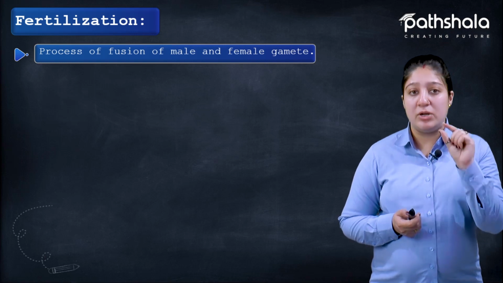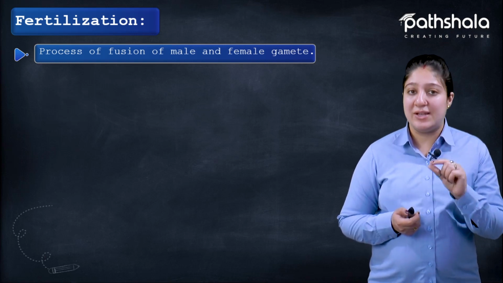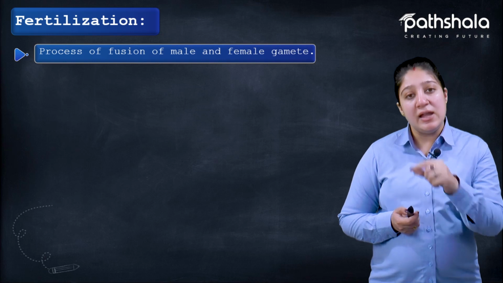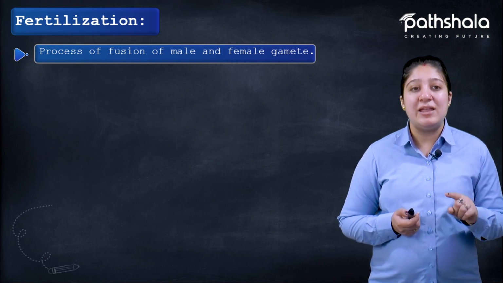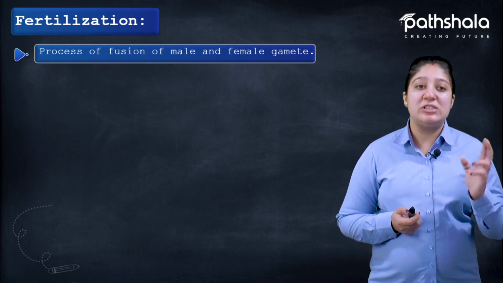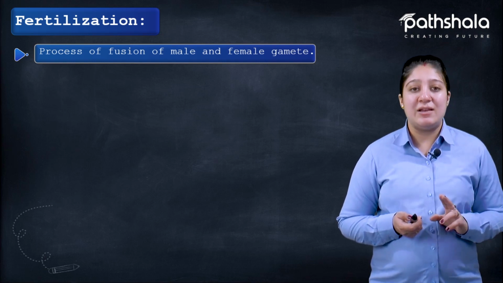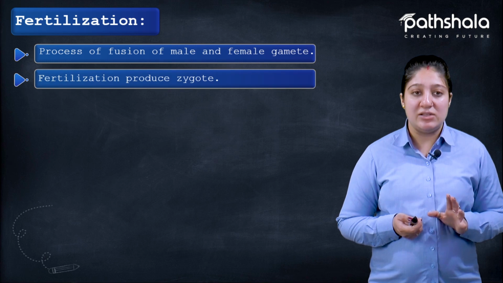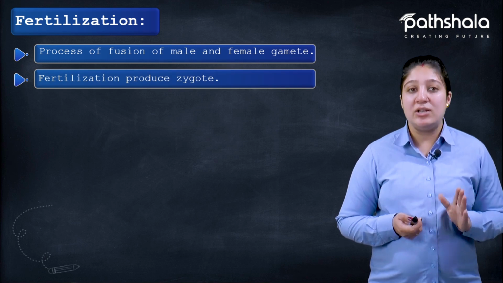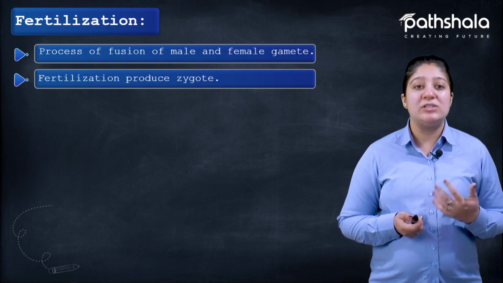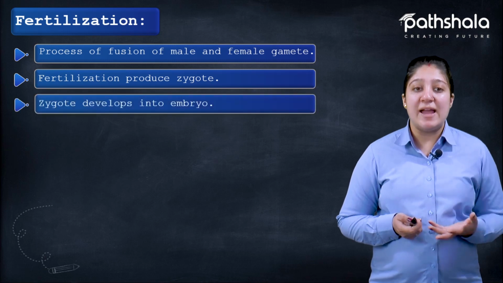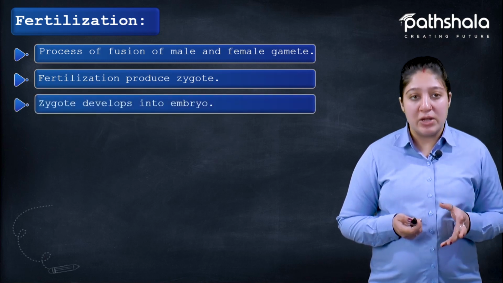Now from that tube, what happens? The pollen grain produces a male cell which is known as a gamete, male gamete. It reaches the ovary where female gametes are present and fuses with it. Now this process of fusion of male and female gamete is known as fertilization. Once fertilization takes place, it produces a zygote and the zygote further develops into an embryo.